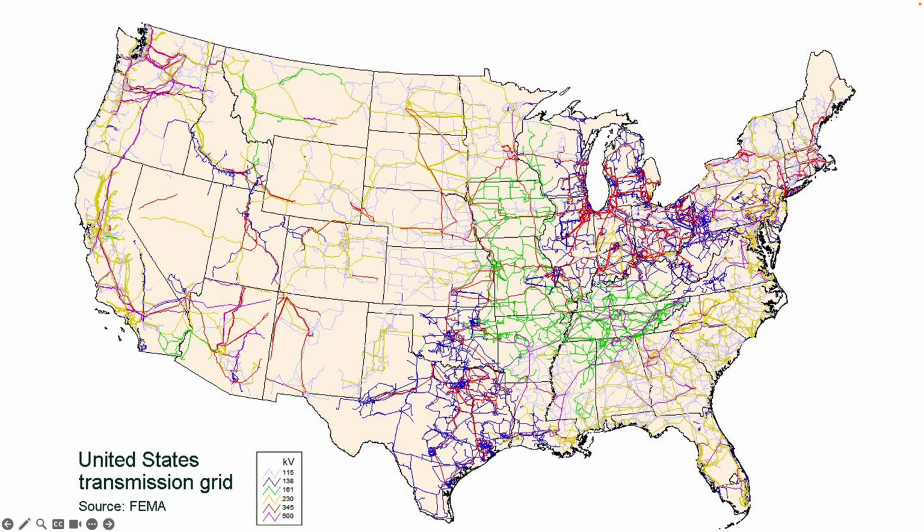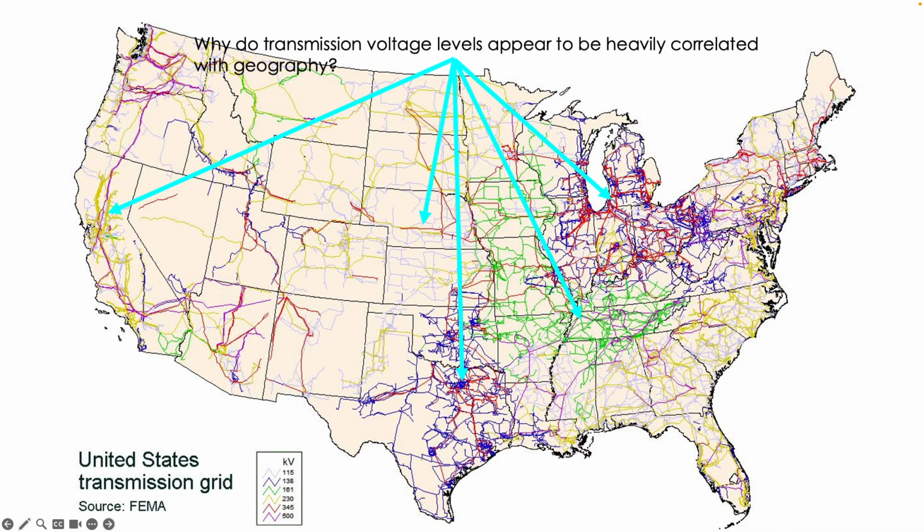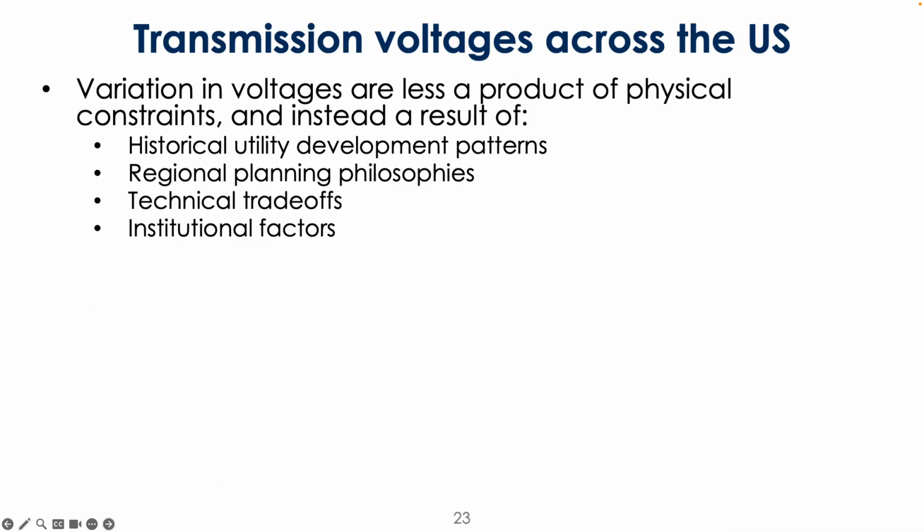Yeah, so when I look at the colors, there is this correlation in geography, right? And so why is it that it appears to be heavily correlated with geography? In California, I have a lot of yellow 230. In Texas, in the upper part of the Midwest, I have a lot of 138 blue. And in the South Central Midwest area, I have a lot of 161 kilovolts in green, right?